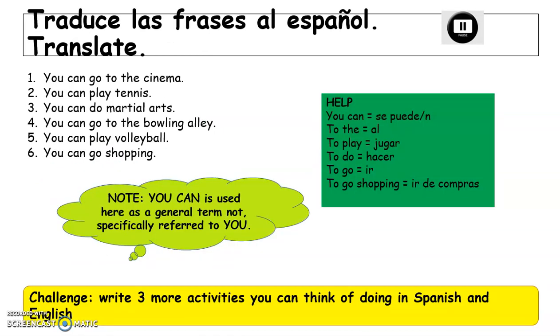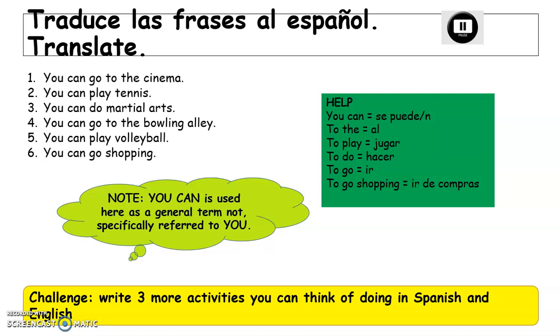Okay, on the topic of se puede and se pueden, I'm going to ask you to translate these sentences. So I've got the symbol for pausing the presentation if you need to. You've got some help here with the vocab. Just a little note is that you can is used here as a general term, not specifically referred to you. Because I know some of you may be thinking, oh, but the second person is puedes. But this is just a general, things that you can do, you as a collective.